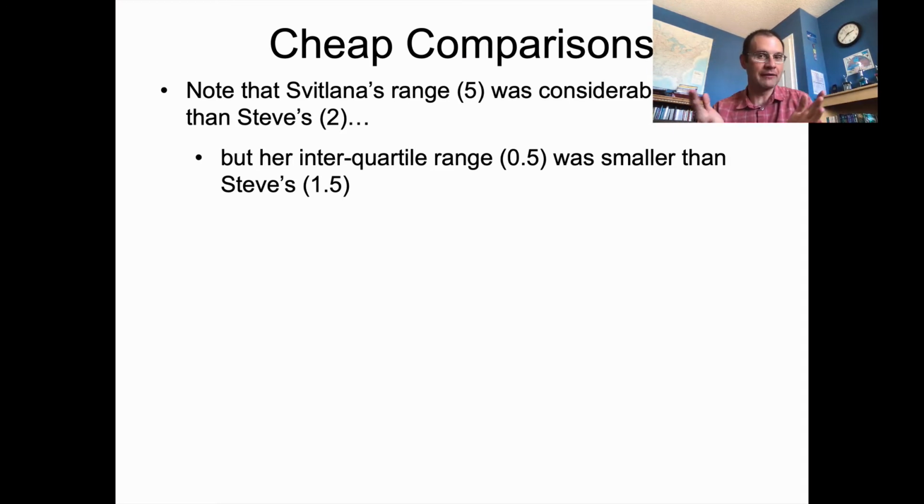So it was only 0.5 versus Steve's, which was 1.5. So there's sort of more variation at the extremes for Svetlana than there is within the distribution itself. And then the opposite of that is true for Steve, because these two measures are almost the same, 2 versus 1.5. And then we get a kind of switch in which one is bigger between the two distributions.